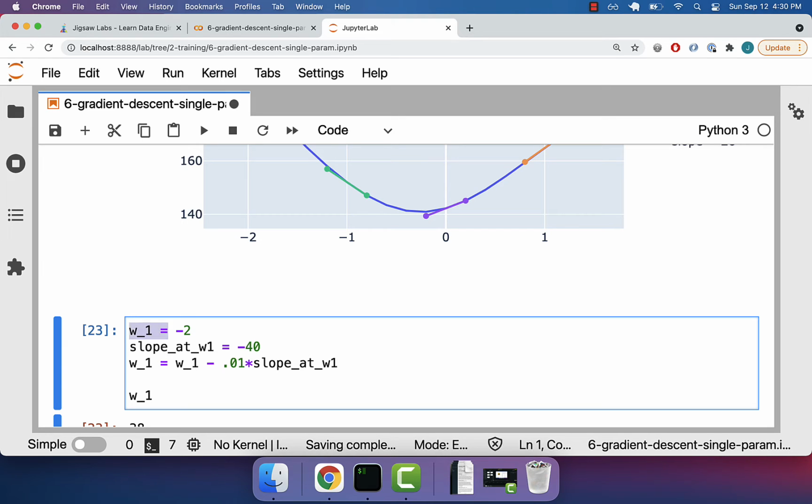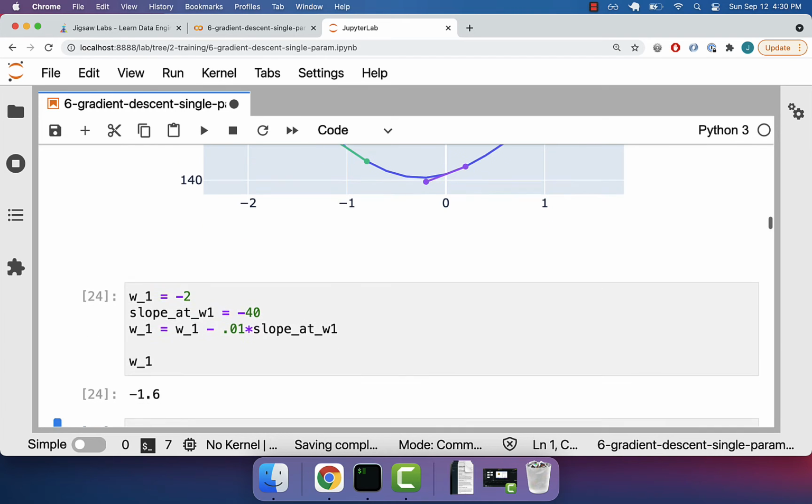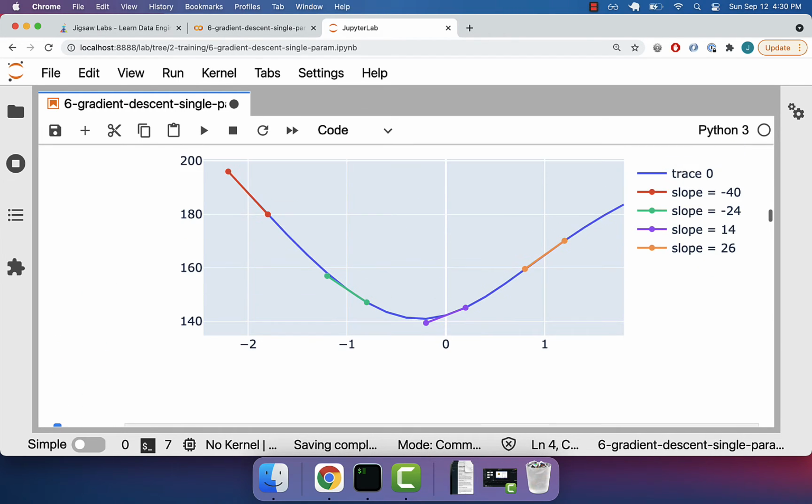So we start at W1 equals -2. We then have the slope at that value. And our next weight is going to be the original minus some small number times the slope. And what does this give us? Well, this gives us -1.6. That's a pretty good next guess. You can see we're moving in the correct direction.